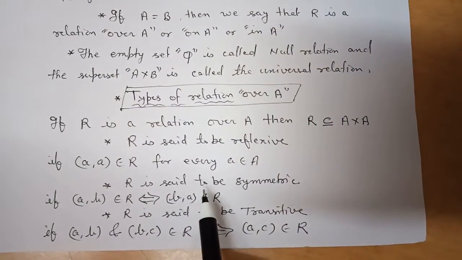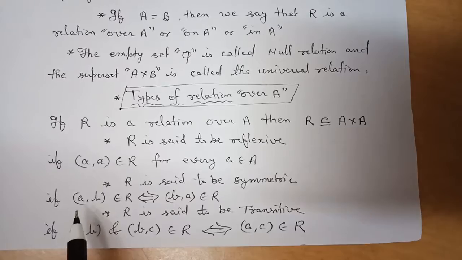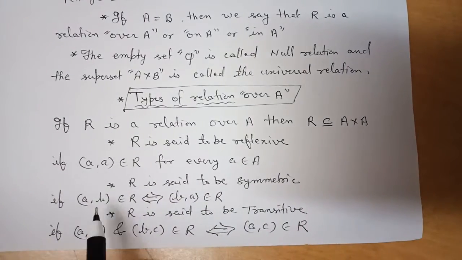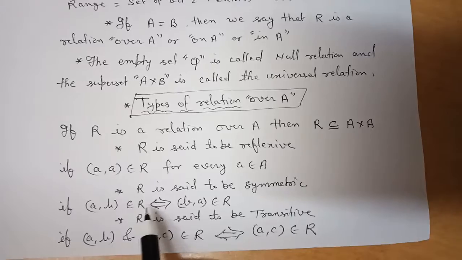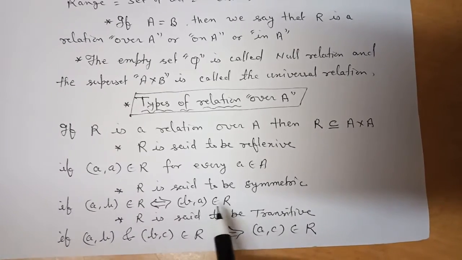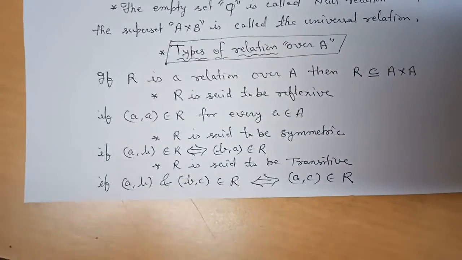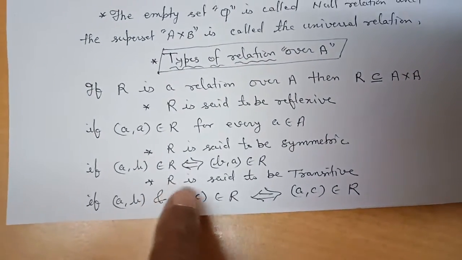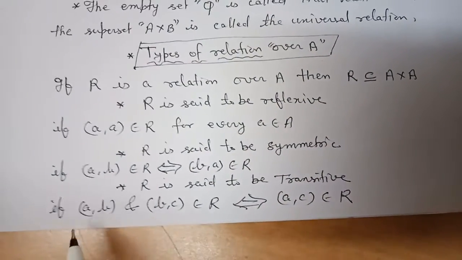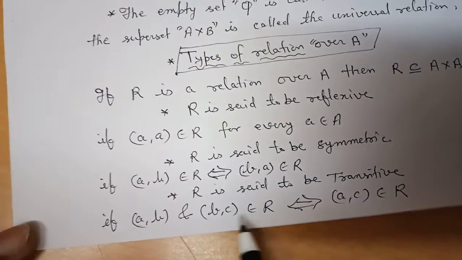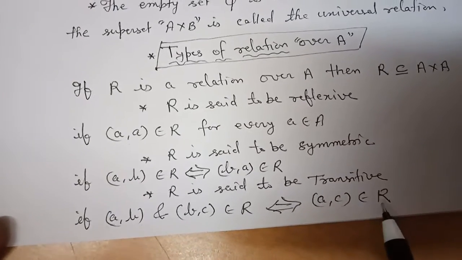R is said to be symmetric if it satisfies this condition: (a, b) belonging to R implies, and is implied by, (b, a) belonging to R. That means the reverse ordered pair must be there in the relation. Similarly, R is said to be transitive if (a, b) and (b, c) belong to R, then (a, c) must belong to R.